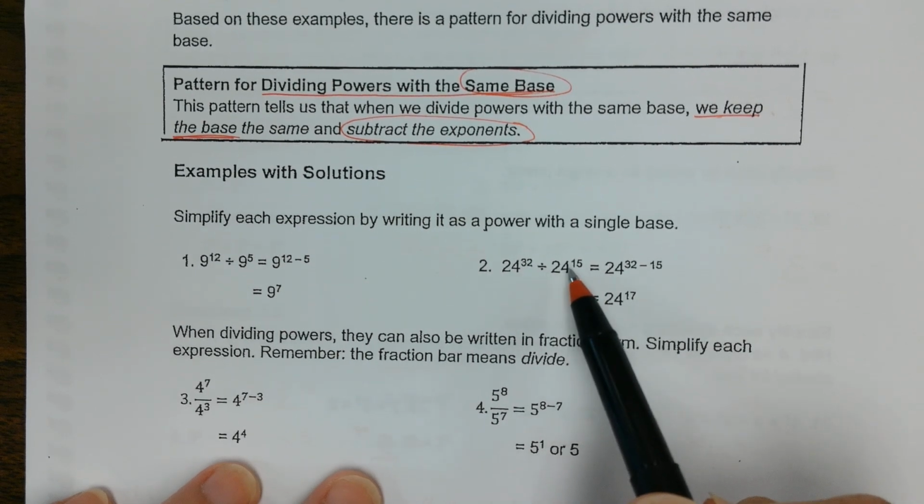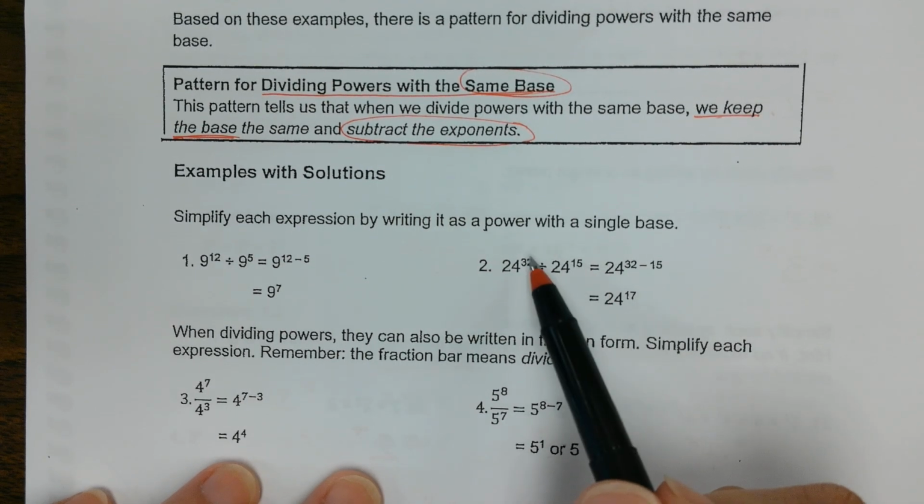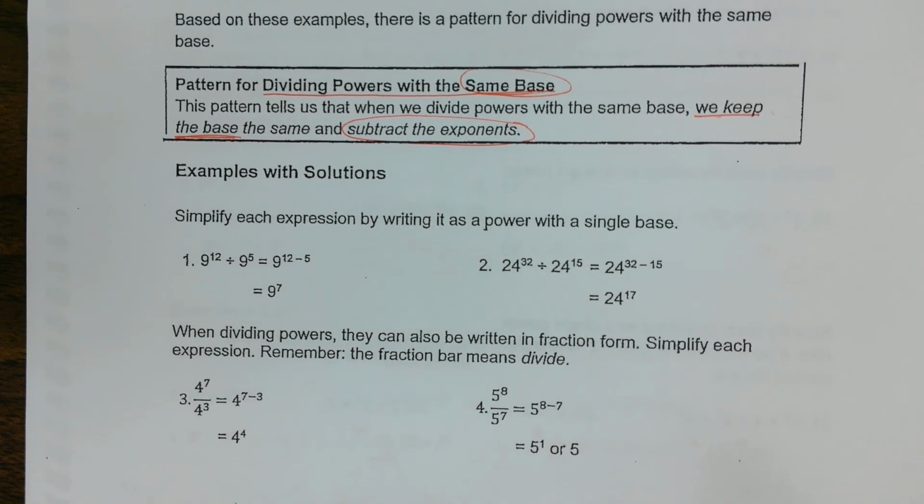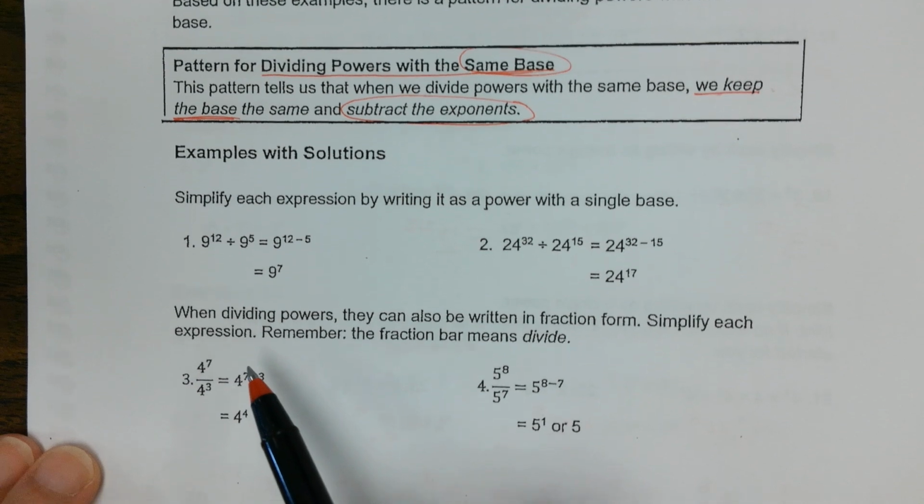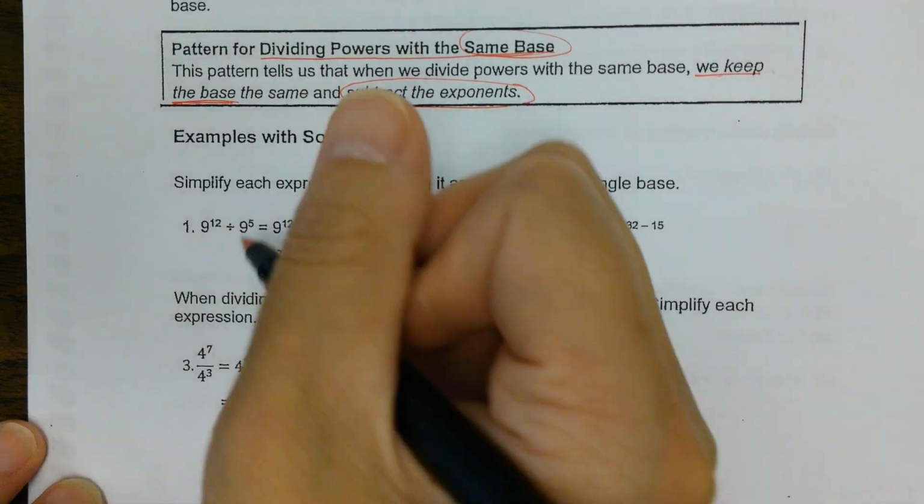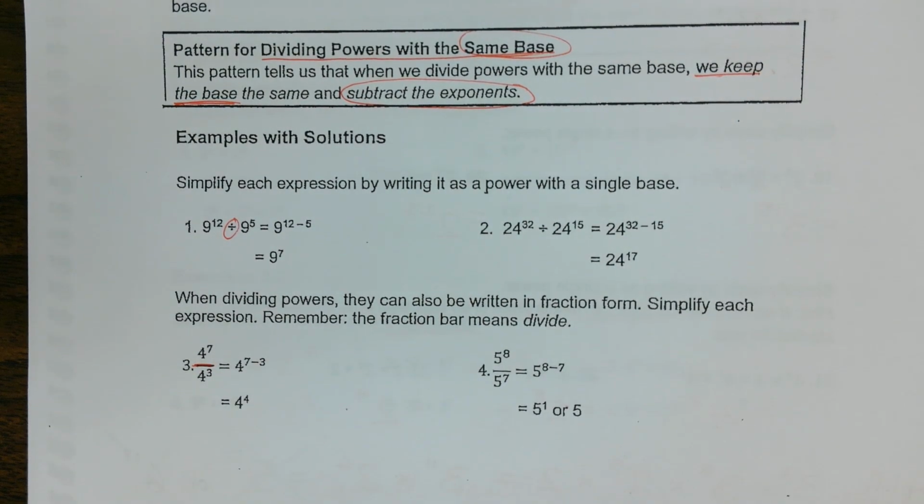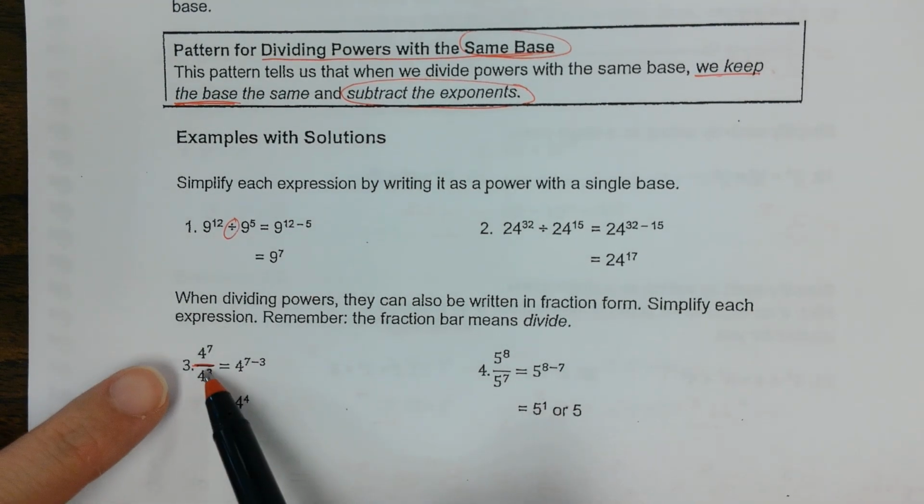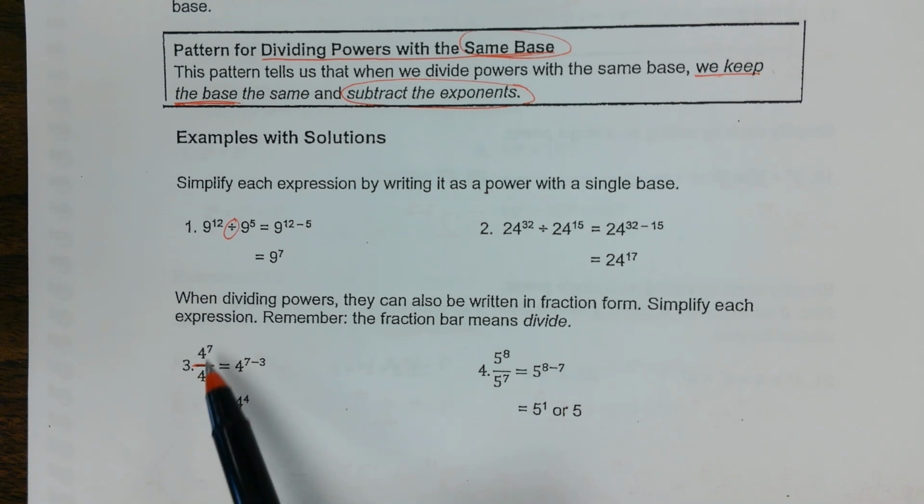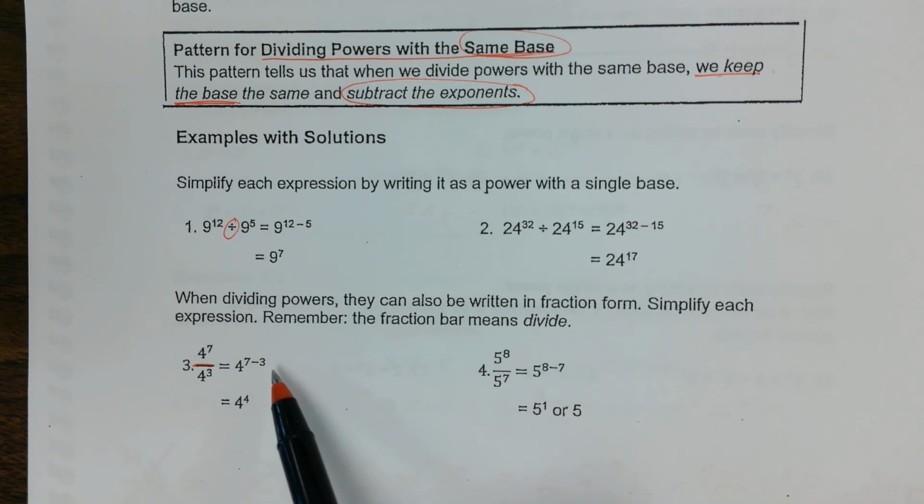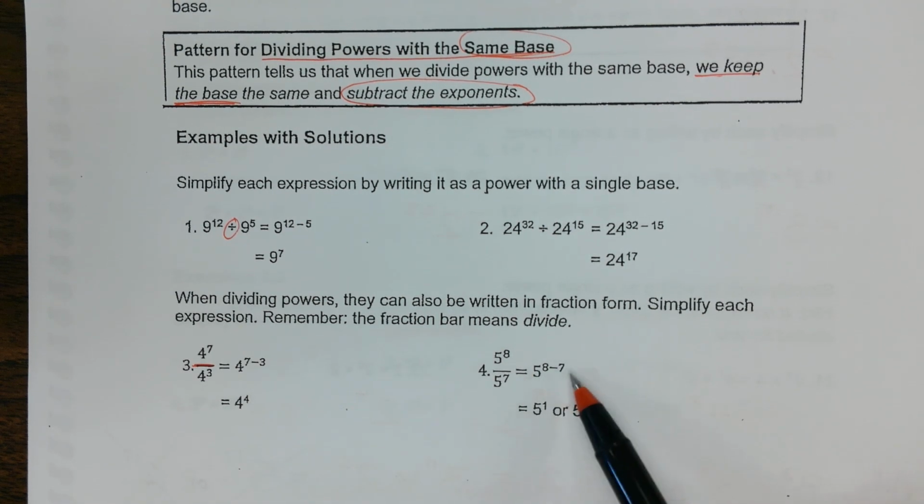24 to the power of 32 divided by 24 to the 15. Same base, so we can subtract the exponents and we get 17. Remember division, Annie. We can write it with the symbol or we can write it with a line, division line. So we can either write it like this or write it like this. It means the same thing. It means division. So it's 7, take away 3, you get 4 to the power of 4. Okay, same thing right here. You get 5 to the power of 1, or simply just write it as 5.